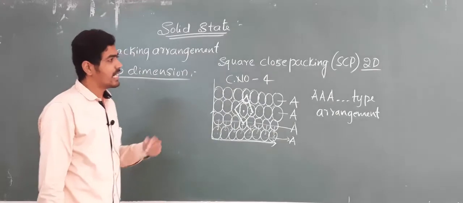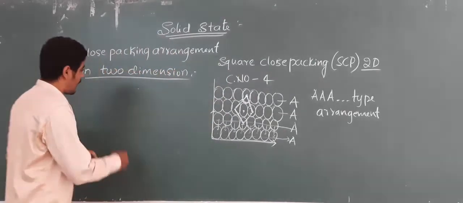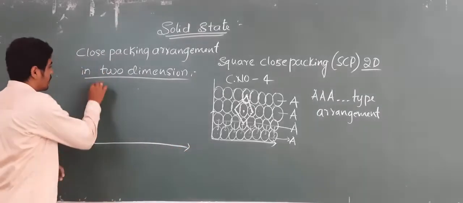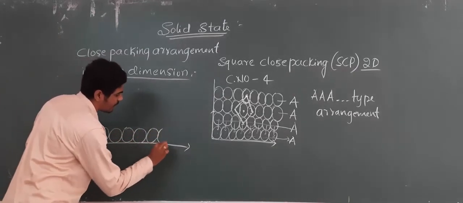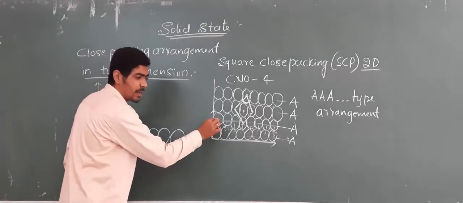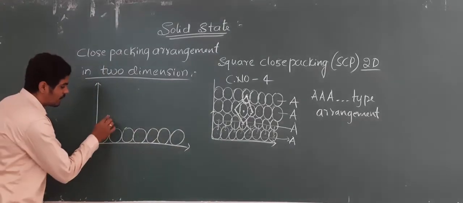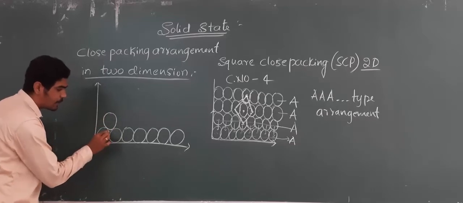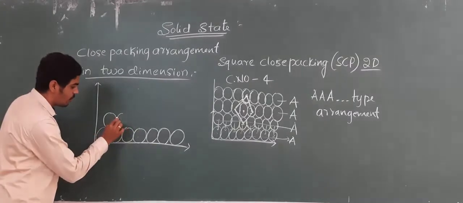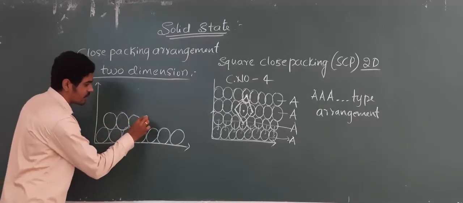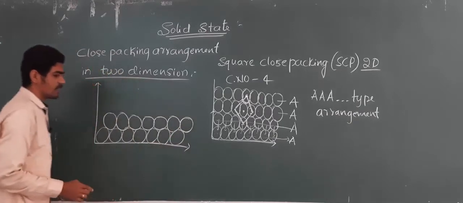Okay, and there is another possibility of arranging the 2-dimensional close packing. What is that way? Again I will consider the 2-dimensional axis. Now I will place the constituent particles. In the previous case I kept the second row particles exactly on the first row particles, but now I will place the second row particles at the depressions of the first row particles. I will not place them on this particle, I will place them at this depression. So this is also considered as a close packing arrangement in 2 dimensions. Okay, so here you will get this kind of arrangement.